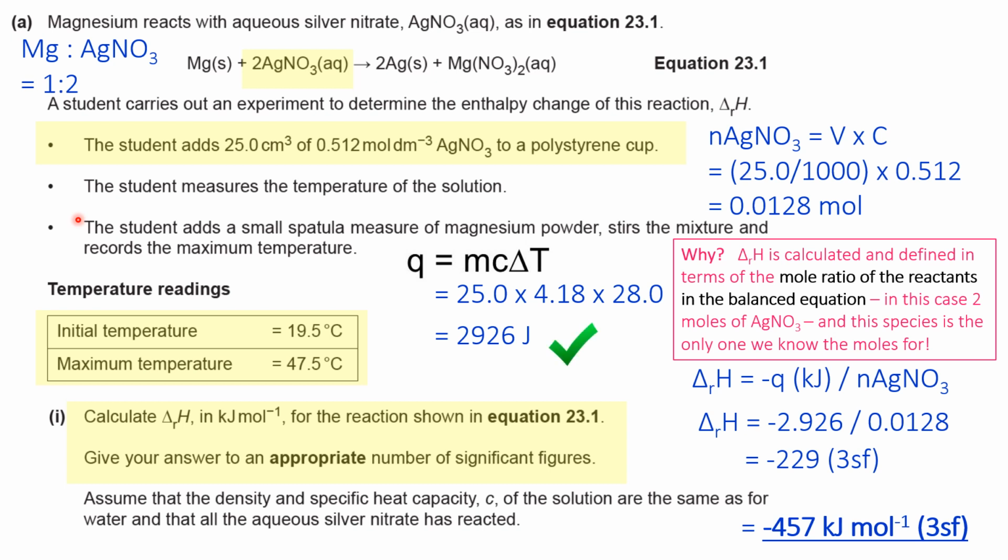So in terms of marking points, your first one is for getting 2926. Second one is for 0.0128. Third one is for minus 229. And the fourth one, which is perhaps the hardest one to remember, is to multiply by 2 to get minus 457.